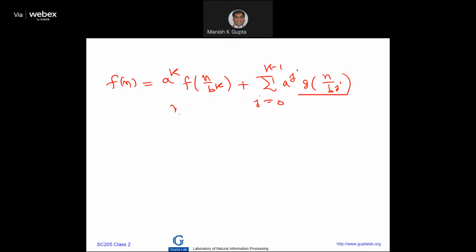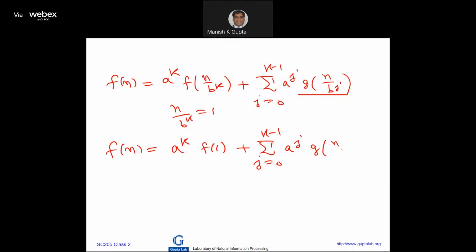Now, since n by b raised to power k is 1, by our assumption, this simplifies. f of n is equal to a raised to power k, f of 1, plus summation j equal to 0 to k minus 1, a raised to power j times g of n divided by b raised to power j. This is because we have assumed that n is equal to b raised to power k, right? So n divided by b raised to power k is equal to 1. So we have something like this.